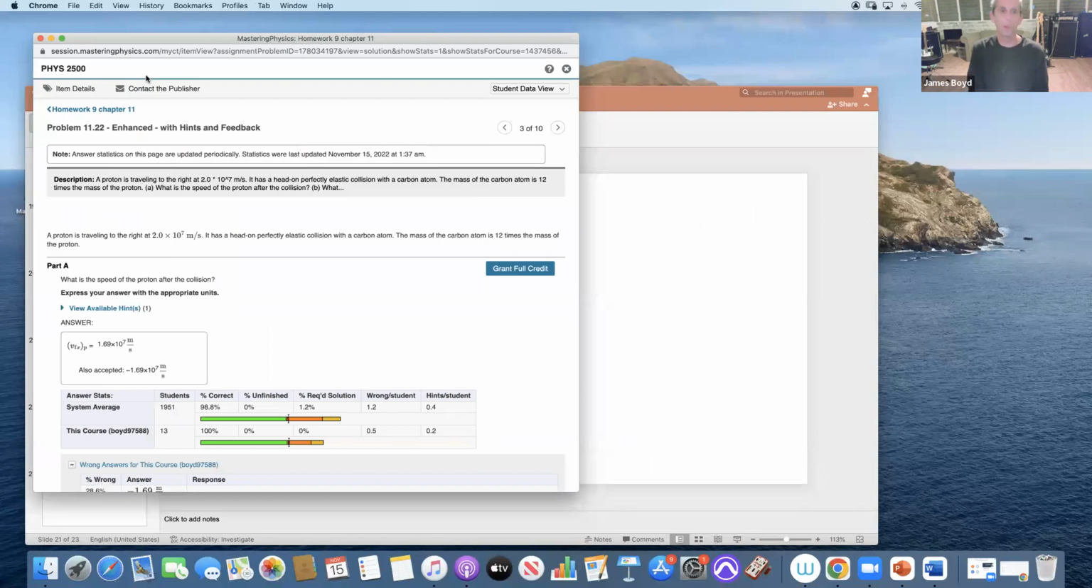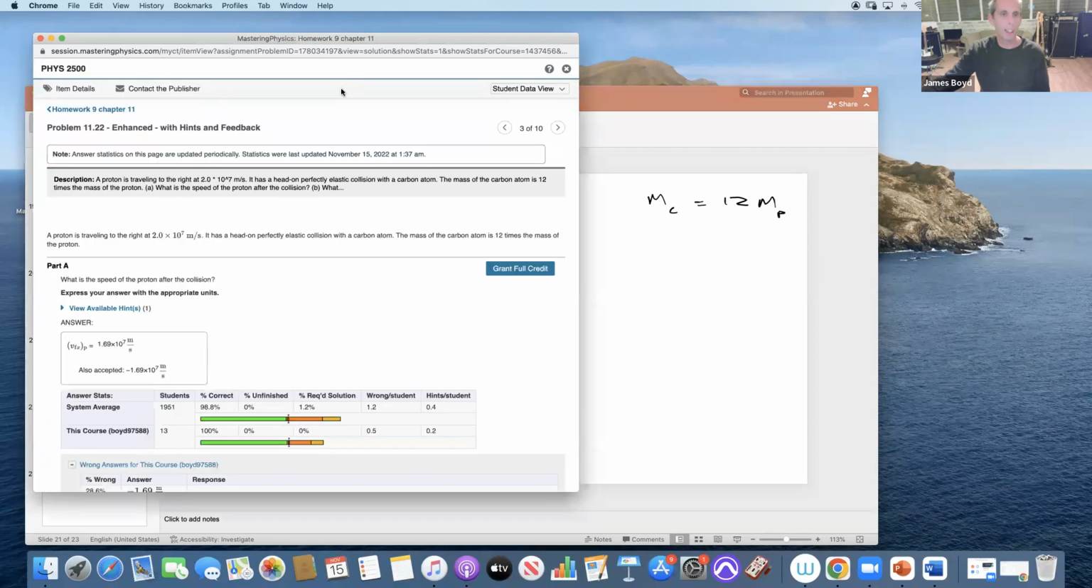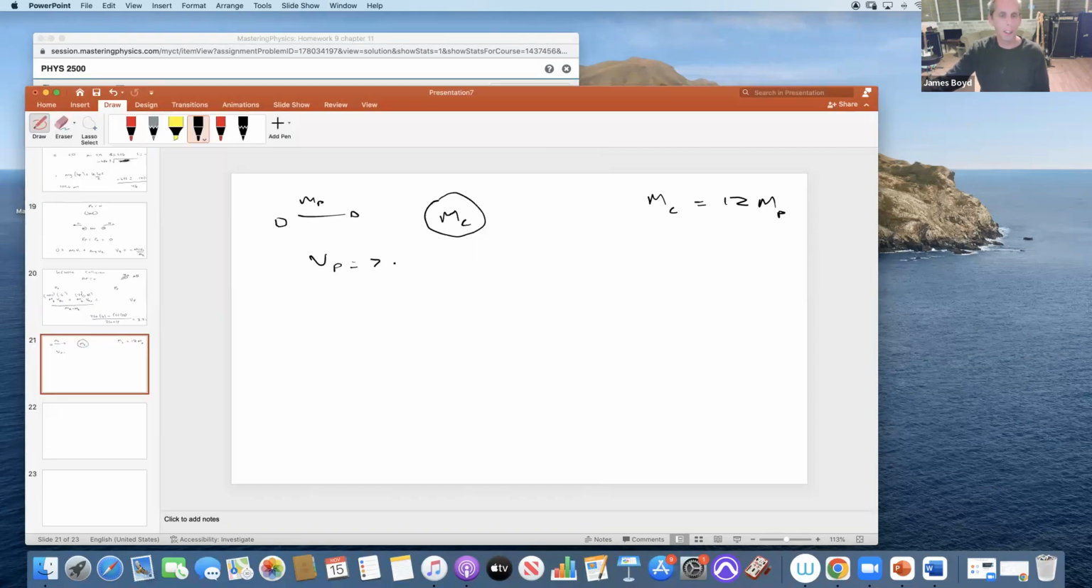A proton traveling to the right has a head-on elastic collision with a carbon atom that we're assuming is not moving. The mass of the carbon atom is 12 times the mass of the proton. So mass of carbon is 12 times mass of proton. And our proton is heading this way, and it hits this big old carbon. And the velocity of the proton was 2 times 10 to the 7th. Now, here we go. Elastic collisions. Momentum is conserved, kinetic energy is conserved. That's what makes it elastic.